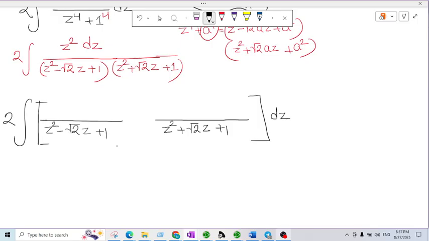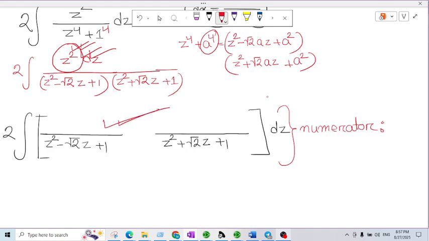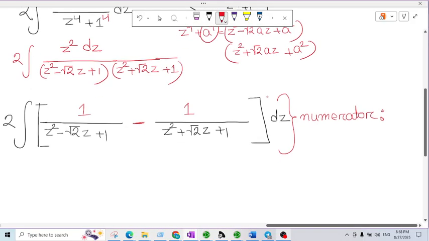Okay, so let's analyze the numerator. Let's only analyze the numerator of this. Okay, and don't forget that we have a z square here, so the numerator of this and the numerator of this must be equal to z square. Well, so let's start. So if I place here 1 and place here, let's write here minus, so what will happen?